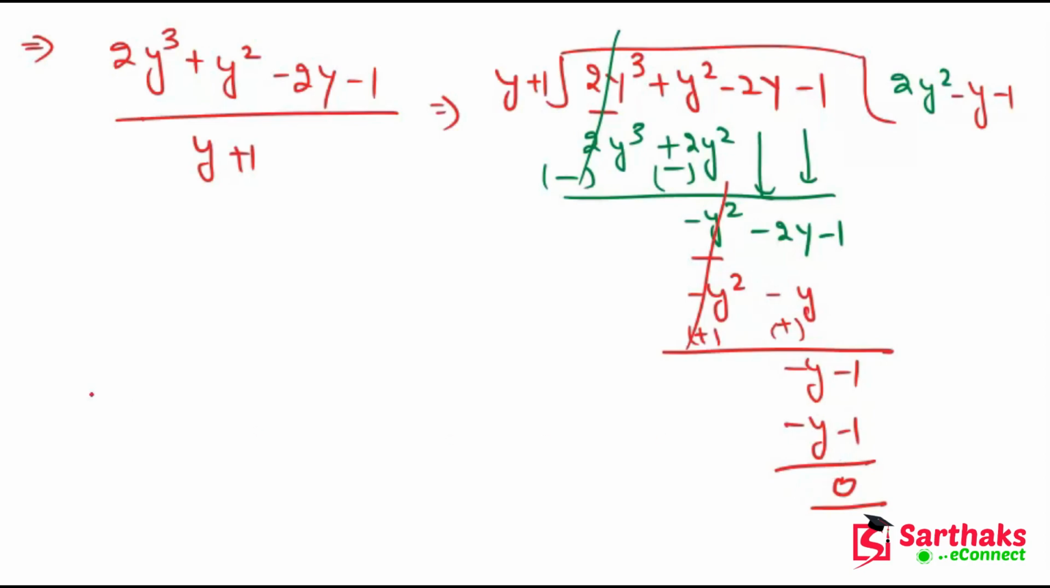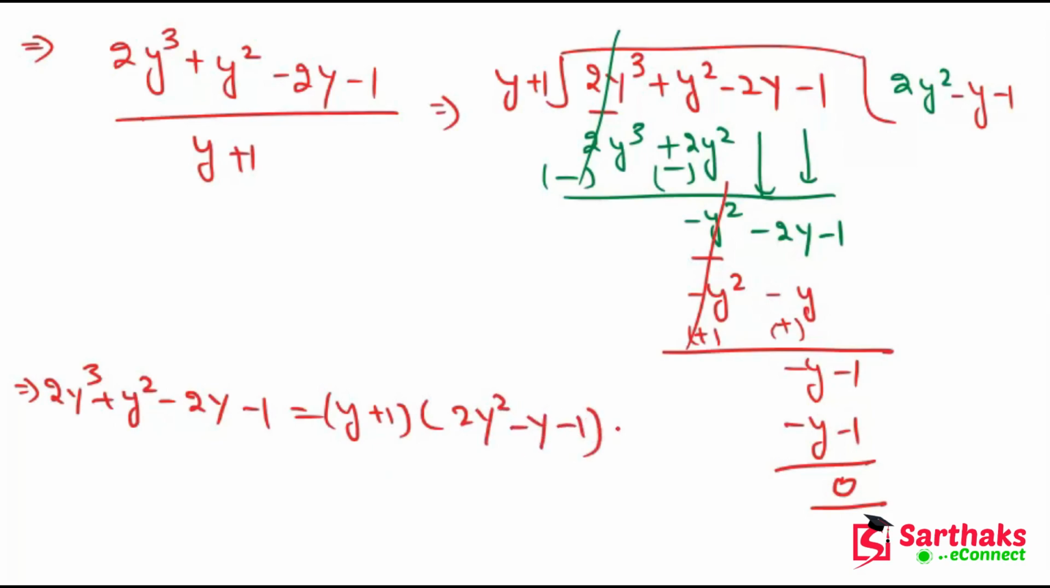So we can say that 2y cube plus y square minus 2y minus 1 is equal to y plus 1 times 2y square minus y minus 1. We know the remainder is 0, so y plus 1 is one factor, and with the help of 2y square minus y minus 1, we can find the other two factors.